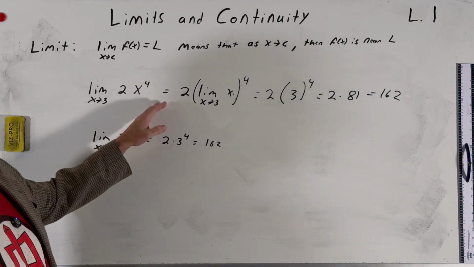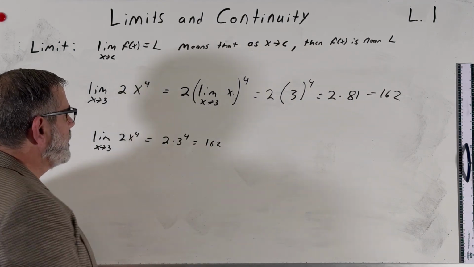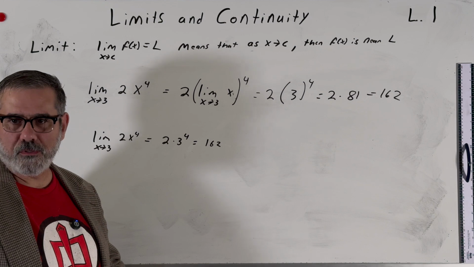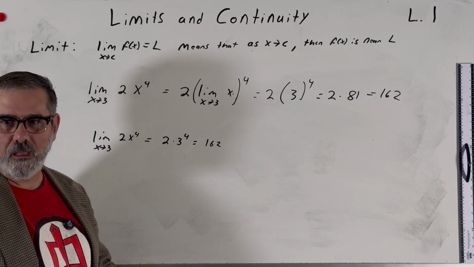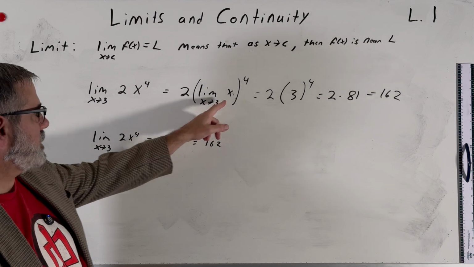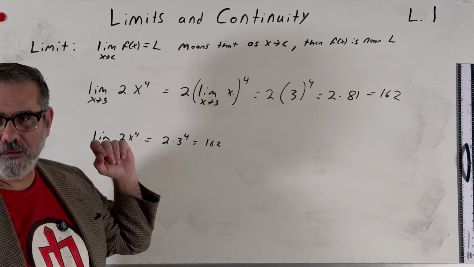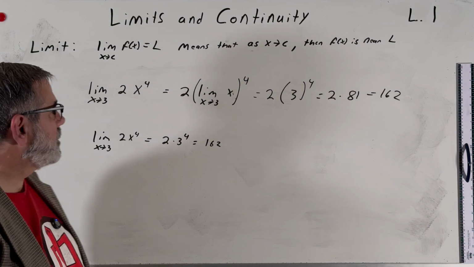The way that I worked it up here relied specifically on the theorems, right? Breaking each of these things apart was a result of one of the theorems that I had listed just a moment ago, okay? That says I can do that. And it's all relying on this last piece right here, that the limit of x as x approaches 3 is just equal to 3. That was the second theorem that I listed.